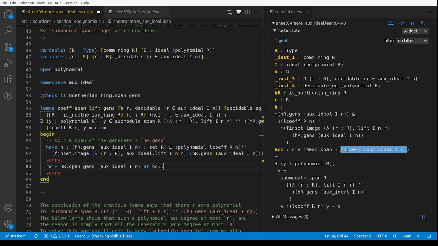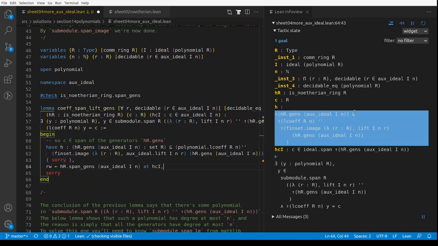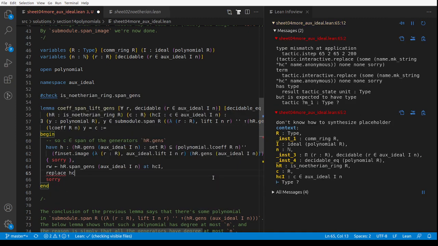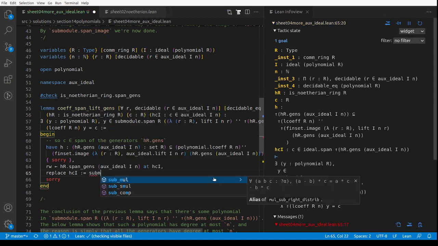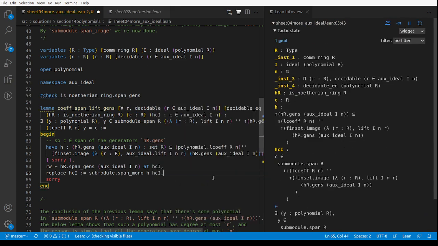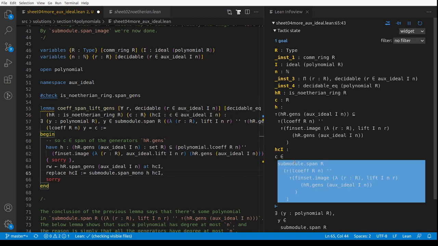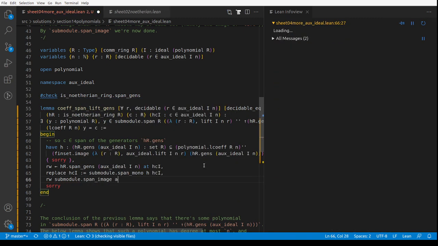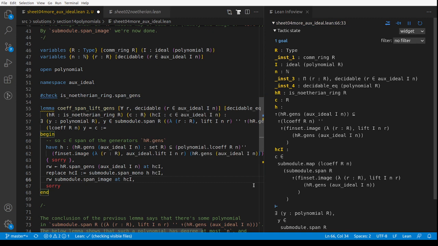So now C is in the span of this set here, and assuming H, we've skipped the proof of H, right? But let's just see that H does it. Assuming H is true, these generators are a subset of some other things, and so the span, if you make the set bigger, then you make the span bigger. So we should be able to replace HCI with, I don't know, submodule.span mono or something, and then HCI. Is that? Yes. And now we've got C is in the span of the image of a linear map, and so now we can rewrite, what was that thing called, submodule.span image at HCI there.